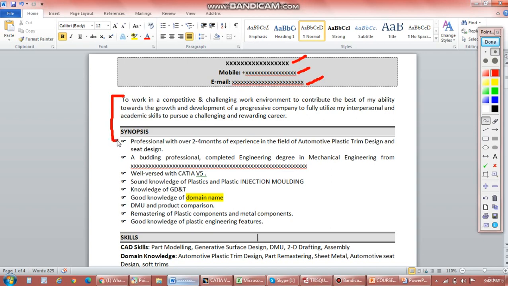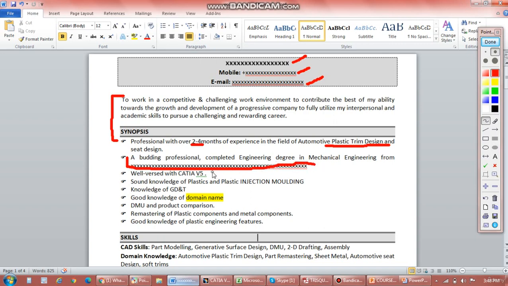Then the synopsis. In the synopsis you can write your professional experience. 1 or 2 years of experience you can put there, and those who have between 2 and 4 years can put the same. You have to mention your domain, plastic design, trim, or any other domain you are working in. Then in one line you can mention your graduation.